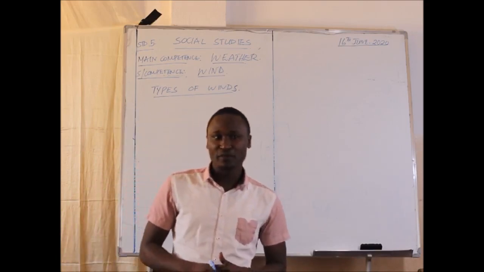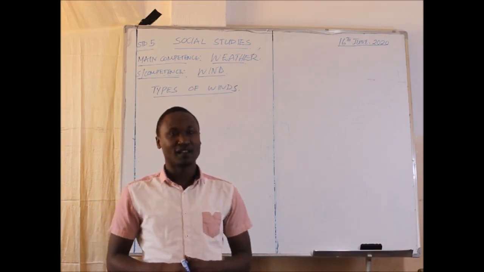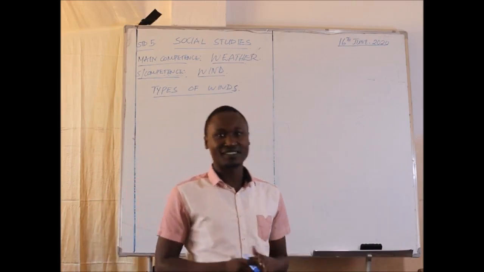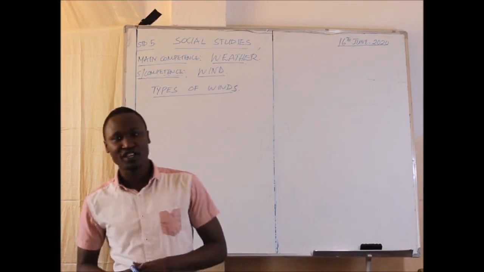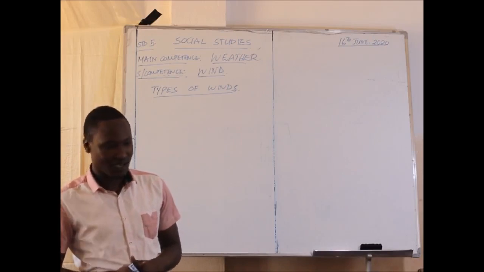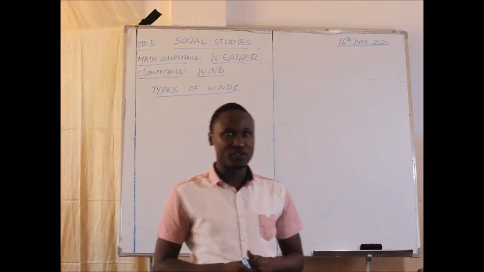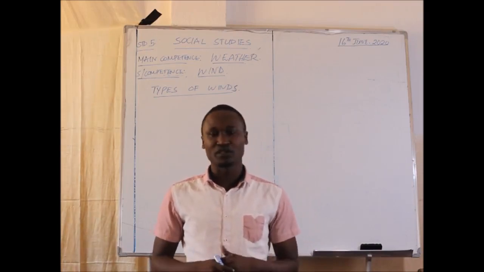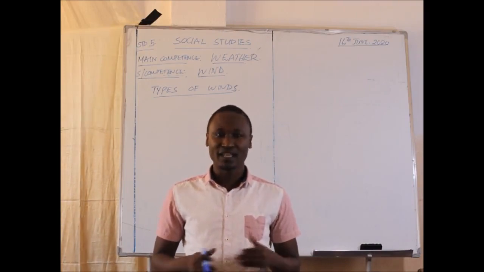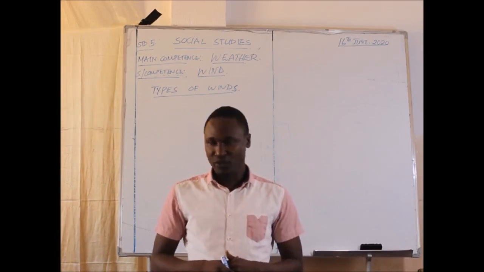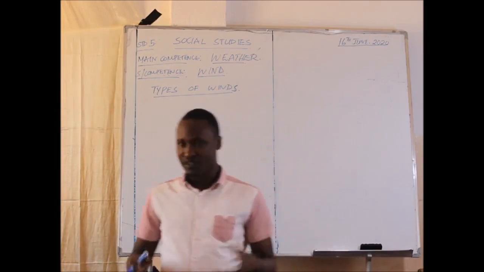If you remember, last time we learned about the wind. We learned the meaning of the wind, and we say that wind is an air in motion from high pressure areas to low pressure areas. And also we learned about different instruments which are used to measure the wind. We learned about the wind vane, the anemometer, the windsock, just to mention a few. But also we learned how to name winds.